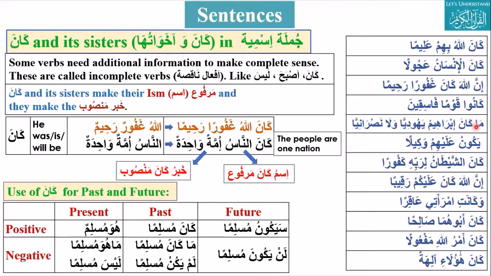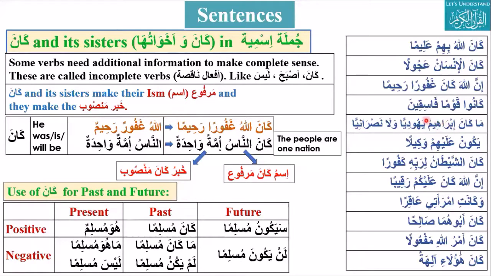Next example is Ma kana Ibrahimu Yahudiyan wala Nasraniya. Ma means not. Kana, he was. Ibrahim, Yahudiyan, Jewish. Wa and la, not. Nasraniyan, Nasrani, you know Nasrani, Christian. Yahudiyan, Jewish. Nasraniyan, Christian.